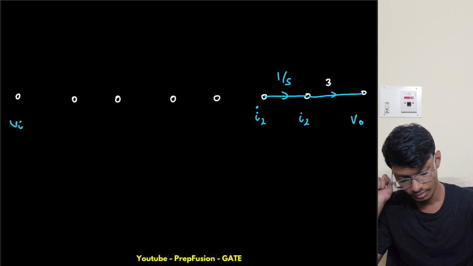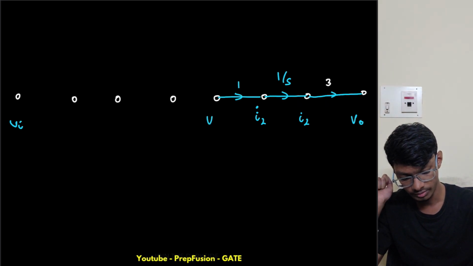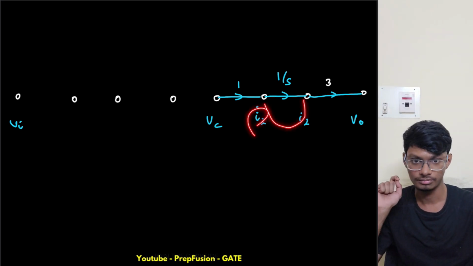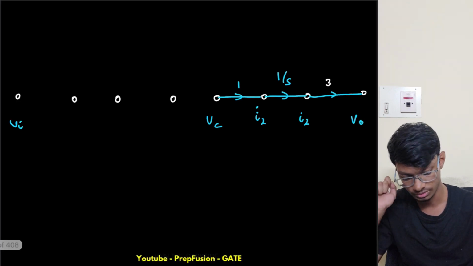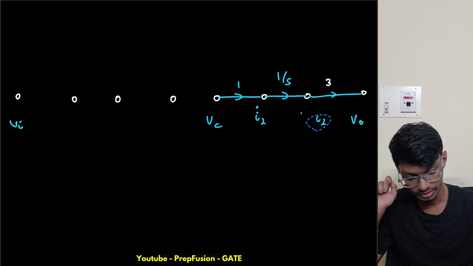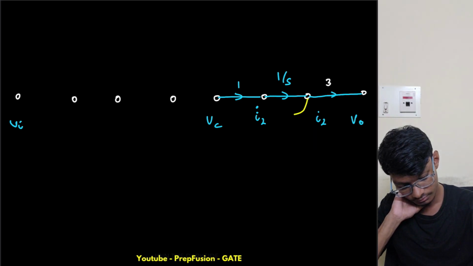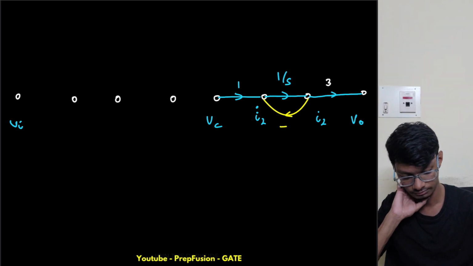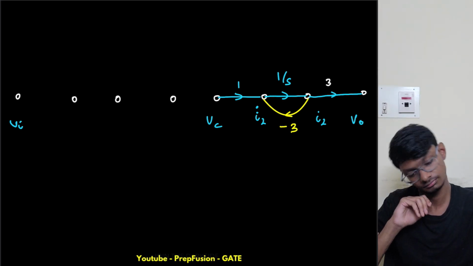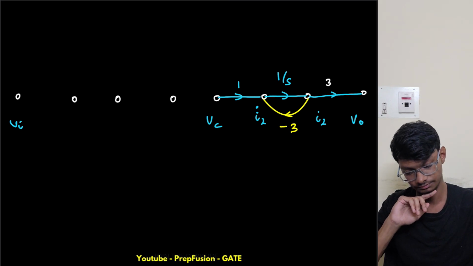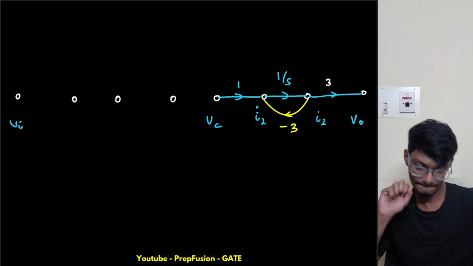So I will write 1 here and this will be my Vc. Also I2 dot equals I2 times minus 3, basically minus 3 I2. So I will have to put a gain block of minus 3. Okay, so this is minus 3.